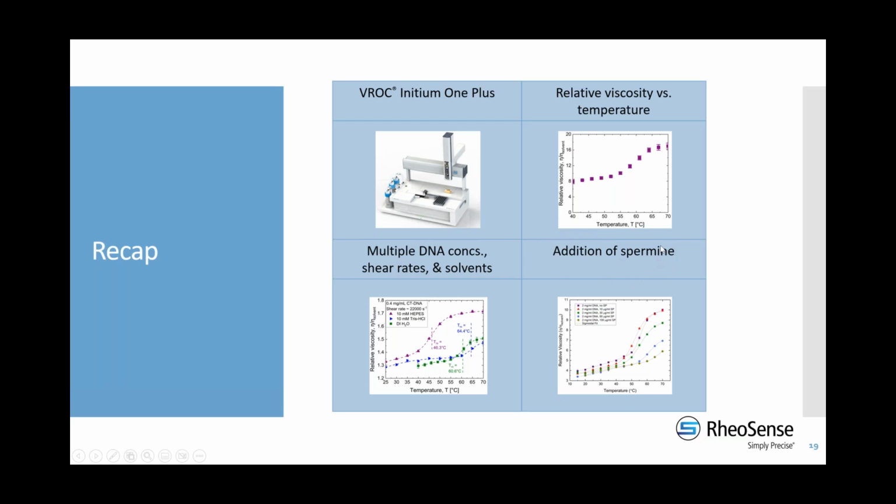And we showed that the melting temperature is constant between shear rates for the same sample. We also showed that increasing the DNA concentration increases the melting temperature. And using the Tris-HCl buffer with higher ionic strength leads to a higher melting temperature but similar viscosity. Also, we showed that increasing the concentration of spermine increases the melting temperature and reduces the viscosity.